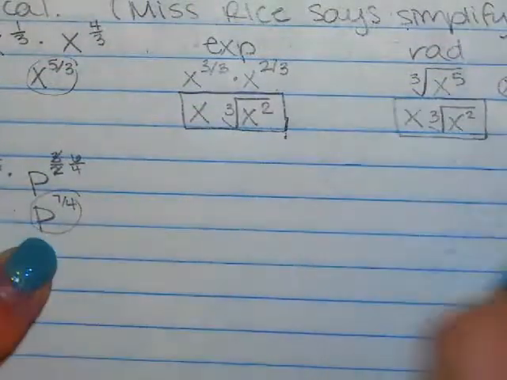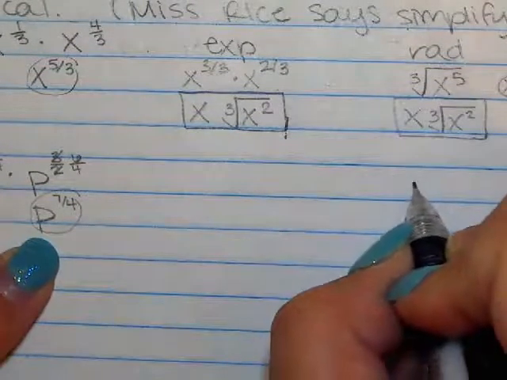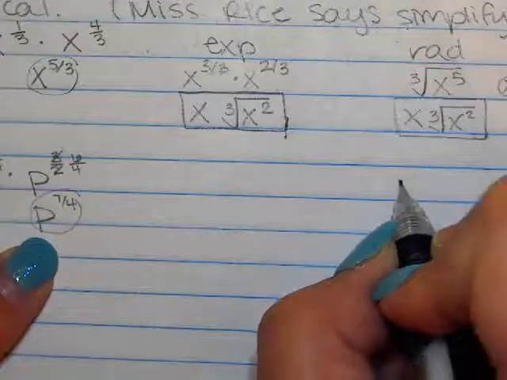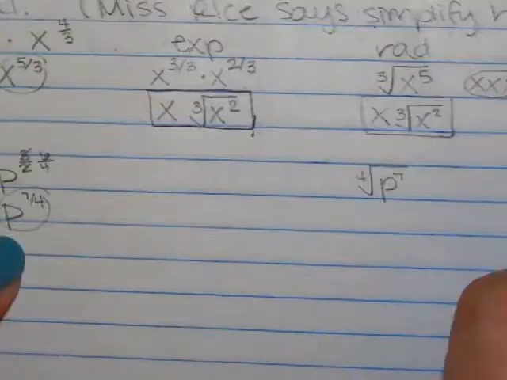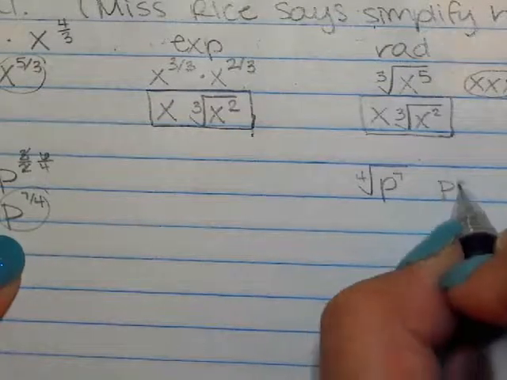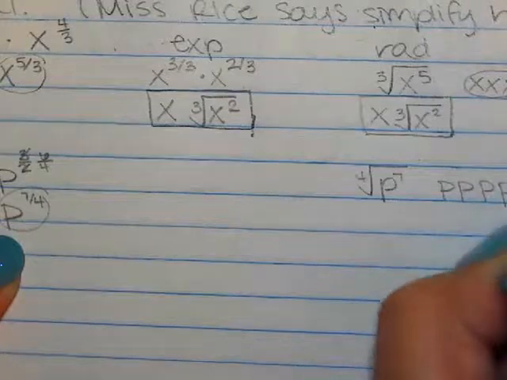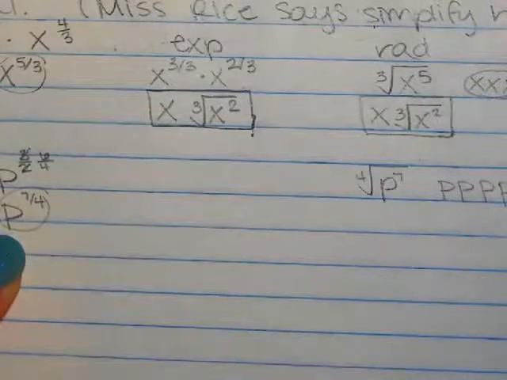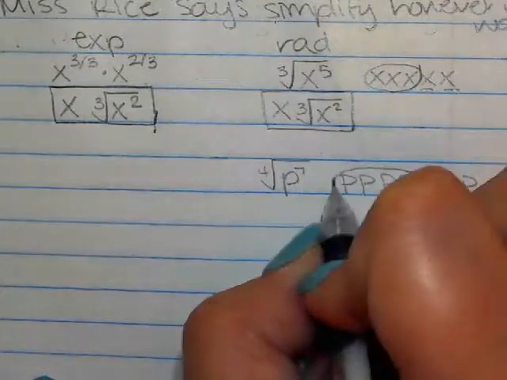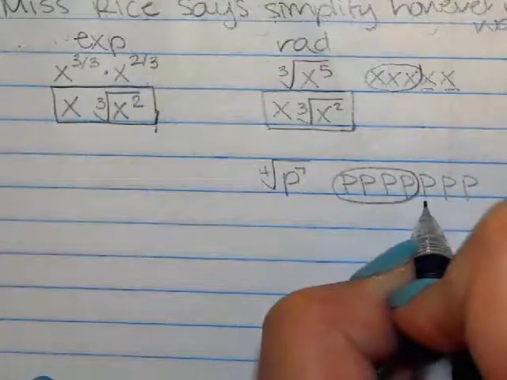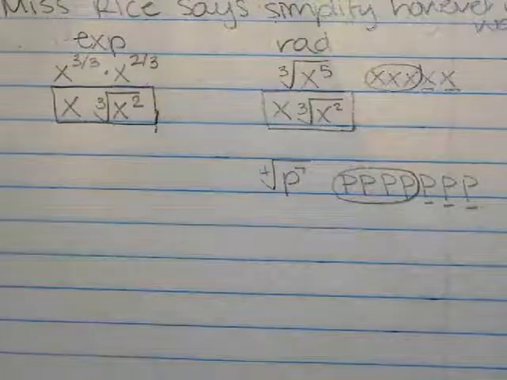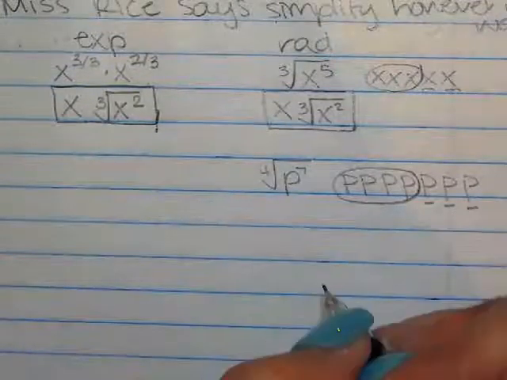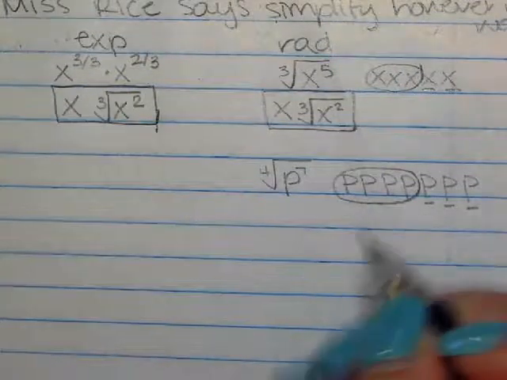Okay? So we got 1, 2, 3, 4, 5, 6, 7. Okay? We got a quadruple. Okay? And so what do we have?